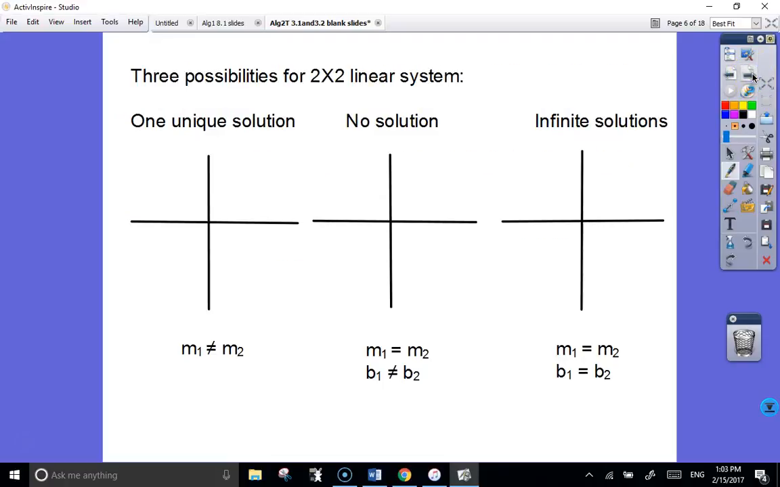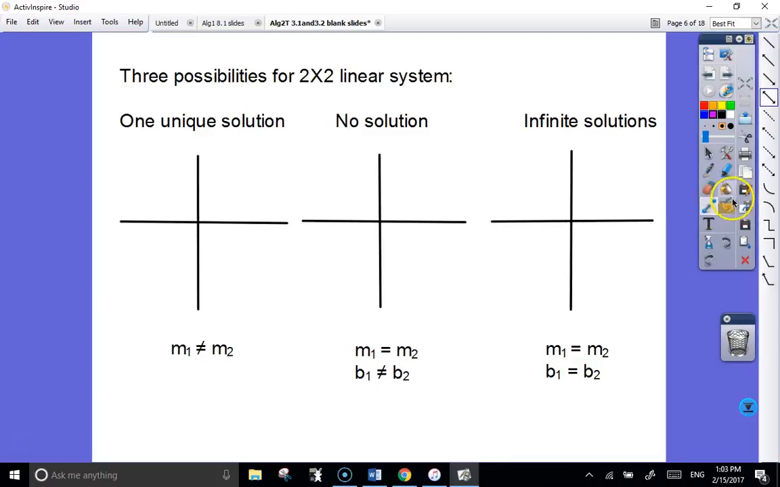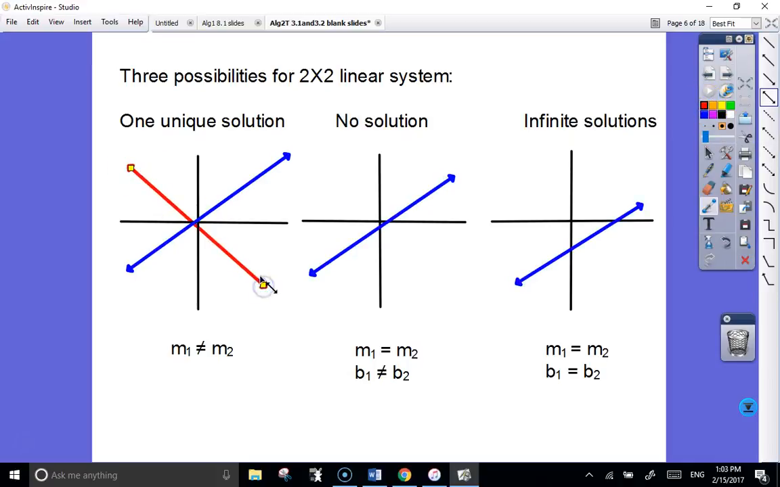So, 3 possibilities for a 2x2 system. First one. Let me draw one line, 1, 2, 3. And I'll draw another line. If the 2 lines have different slopes, then they will intersect at one point.